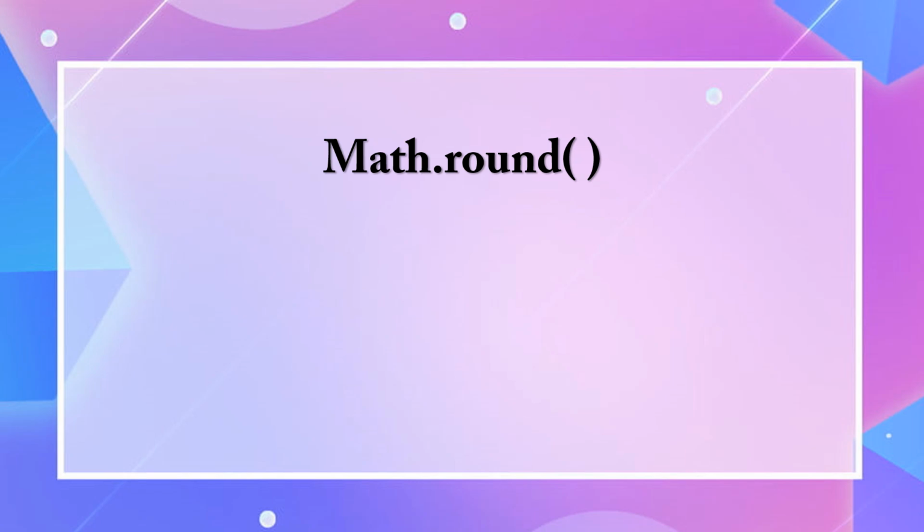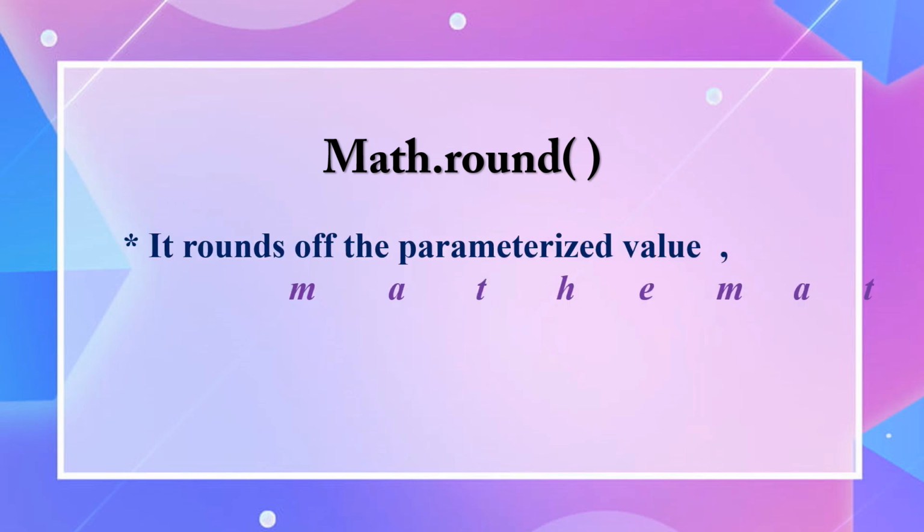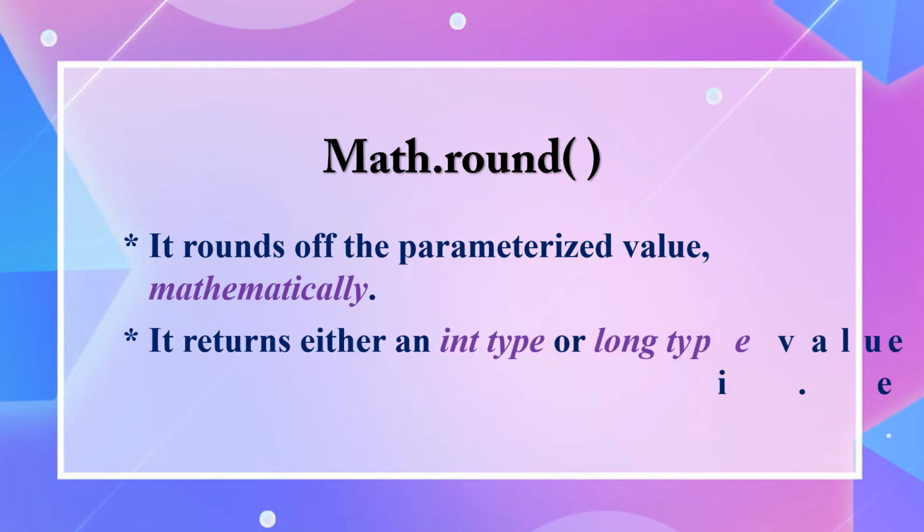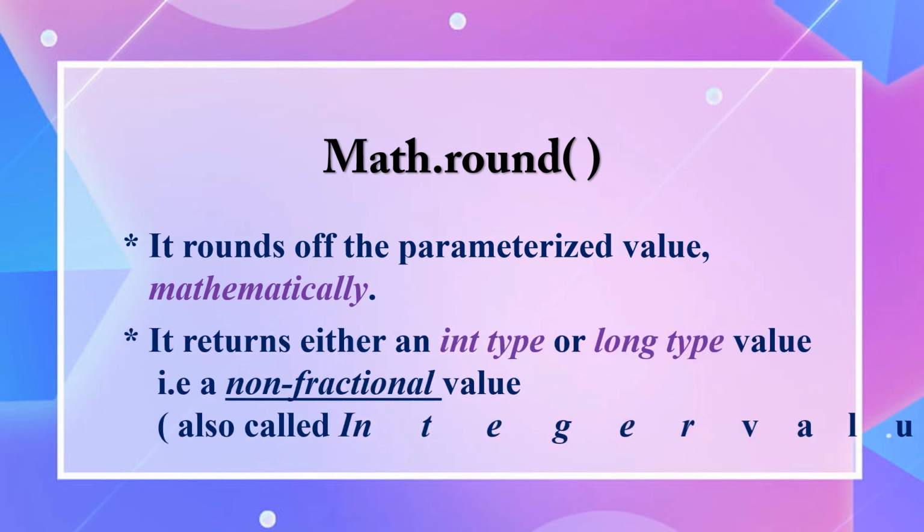Math.round function rounds off the parameterized value mathematically. That is, as we round off the values in maths, the same way it does it. And it doesn't have just one return data type. It can return a value of int type or long type. That is, always a non-fractional value is returned.